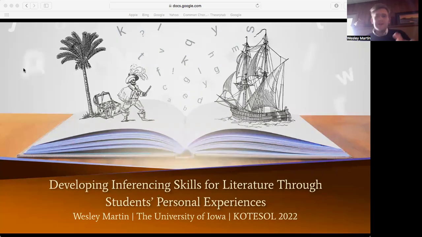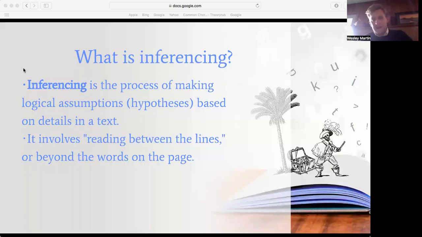So let's get started talking about what inferencing is before we talk about how we can develop it. Inferencing is the process of making logical assumptions based on details in a text. And it's challenging because it involves reading between the lines, so to speak, or beyond the words on the page that are explicitly declared for the readers.